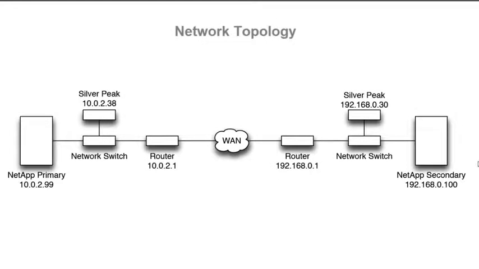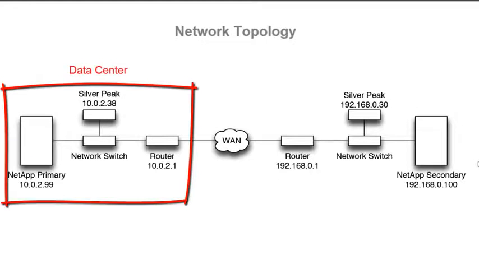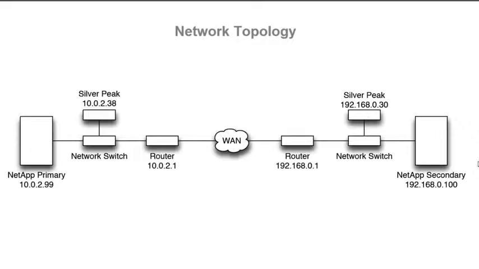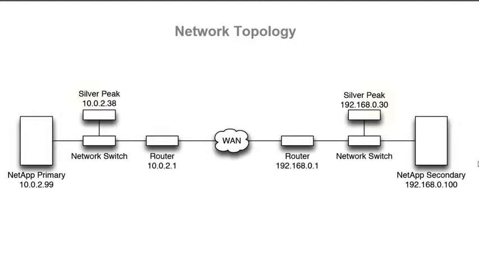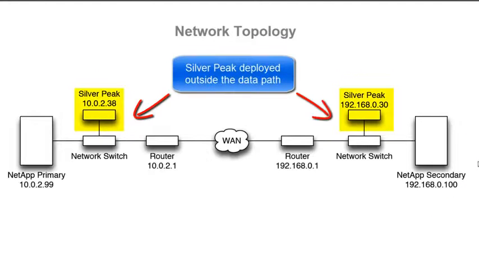You can see in our network diagram that we've got our primary site on the left with our NetApp filer, a network switch, and a router, and also a Silver Peak appliance. And then across the WAN, we've got our DR site with, again, a NetApp filer, network switch, and a router, and a Silver Peak appliance. It's important to note that the Silver Peak appliances are not sitting in the data path, and that no redirection is happening in the networks.